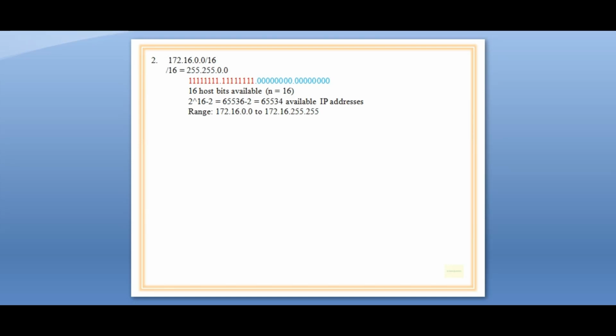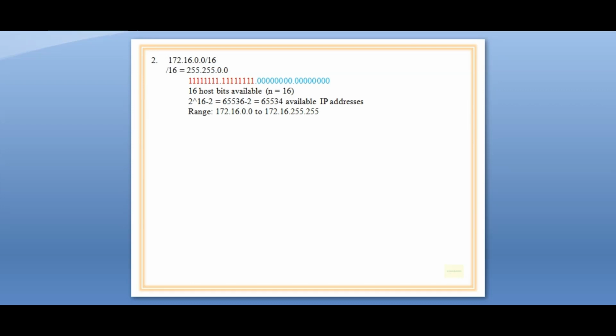Now let's try for /16. Say 172.16.0.0/16. When we say /16, the subnet mask is 255.255.0.0, which in binary looks like this. The last 16 bits equal the host portion. Here n equals 16. Putting it in the formula, we get 2 raised to 16 minus 2, and we get 65,534 usable IP addresses. For the range of /16, the first 2 octets remain the same, and the last 2 octets will keep changing.